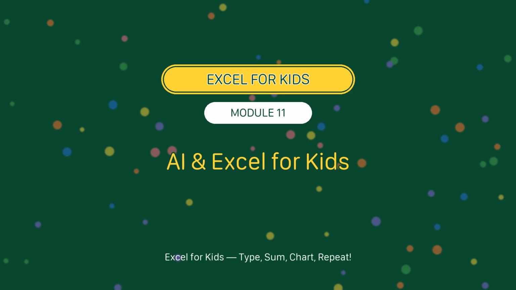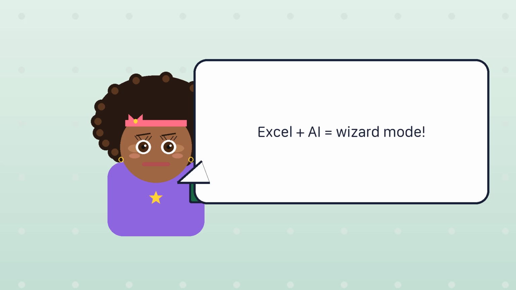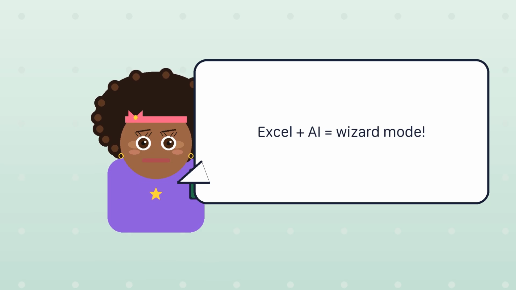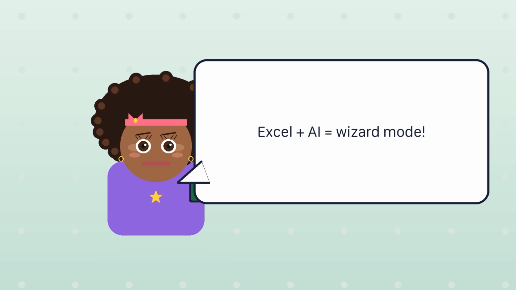Module 11, AI and Excel for Kids. Excel has AI powers built in. Type a few examples and Flash Fill finishes your list. Click recommended charts and Excel picks the perfect chart. Wizardry.